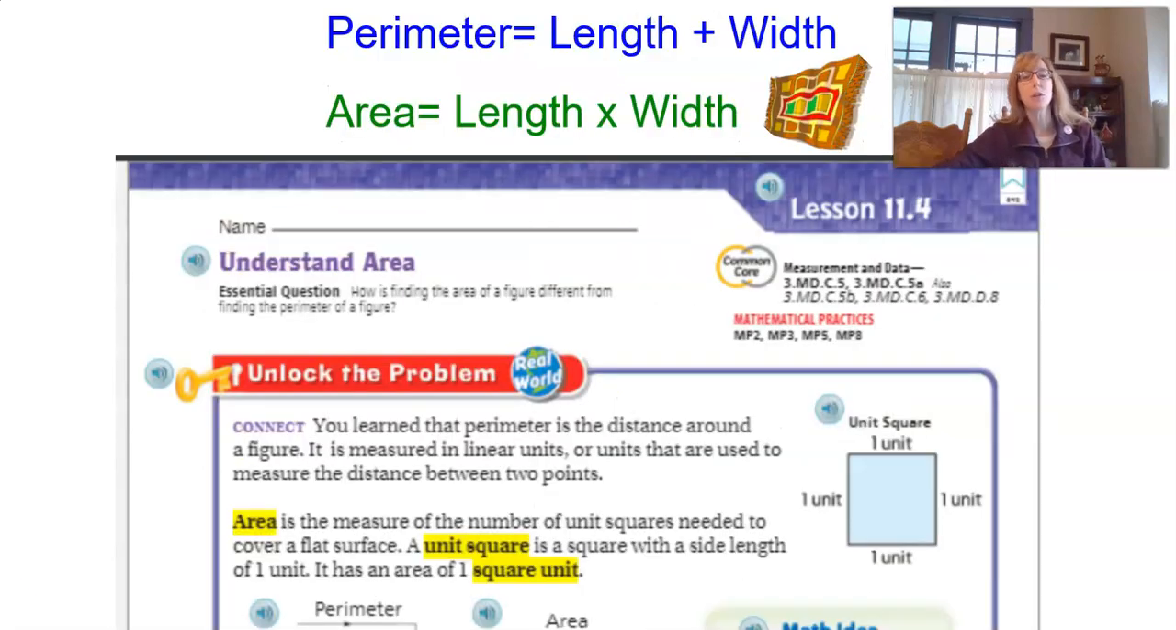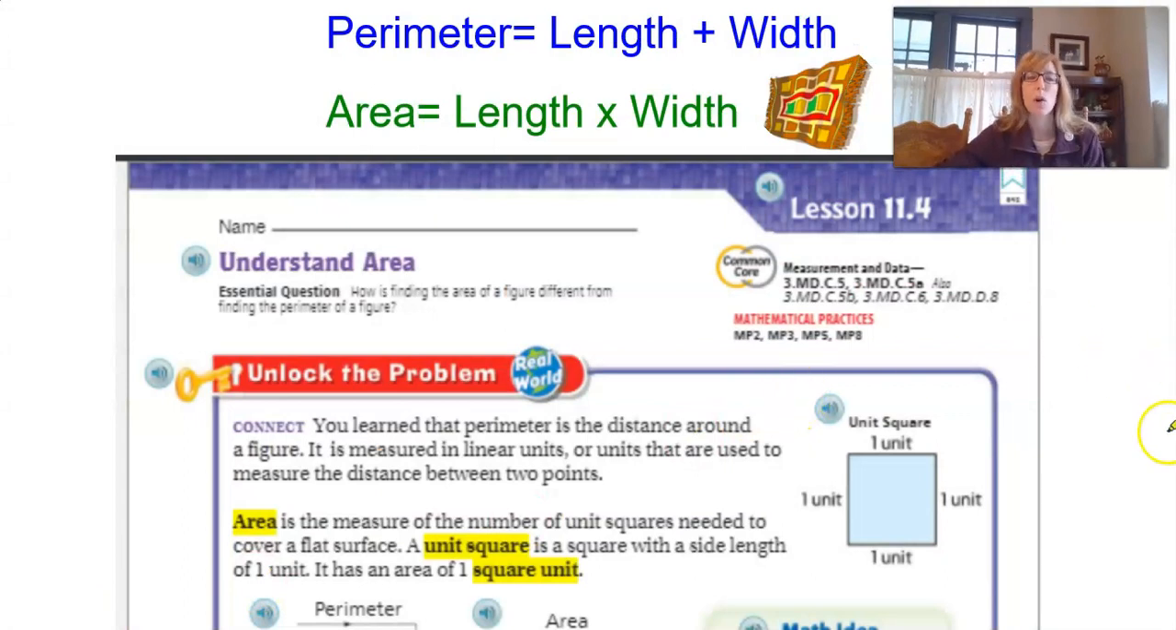All right, so we're going to move on to our math book. So what I need you to do, I need everyone to get out your Go Math book, and I need you to open up to page 643. And we're going to go through our math book together.